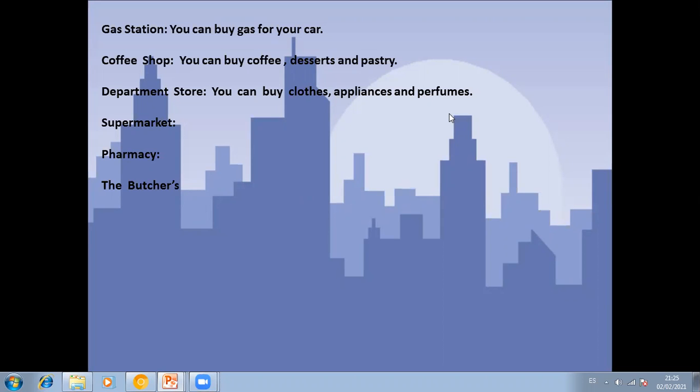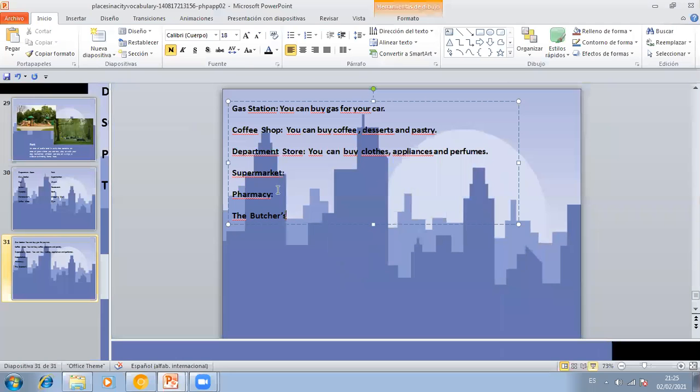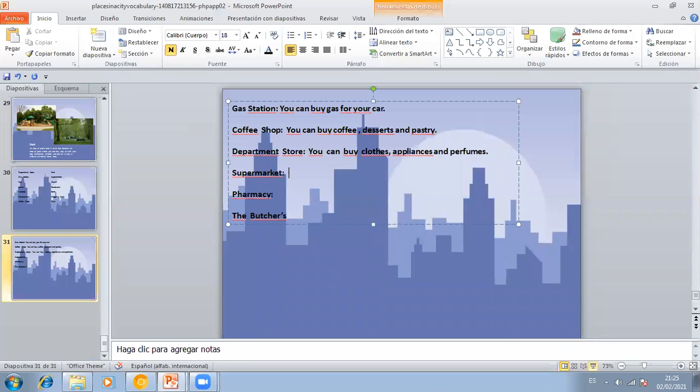And now let's write the possible definitions here. In the supermarket, you can buy food. The pharmacy, you can buy medicine or vitamins, for example. Okay, in the butchers, you can buy meat and chicken, for example. Carne de res y carne de pollo. This is the definition.